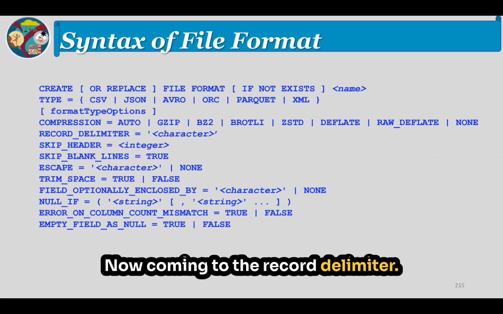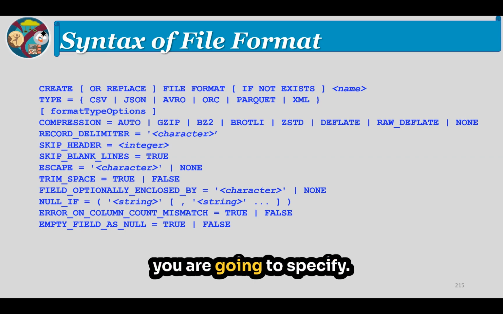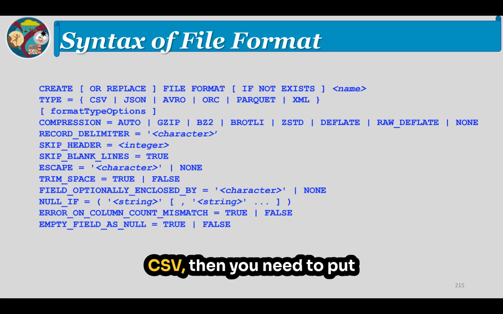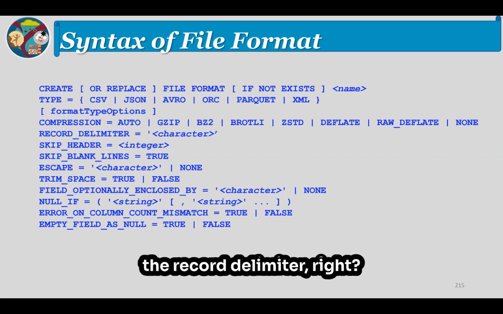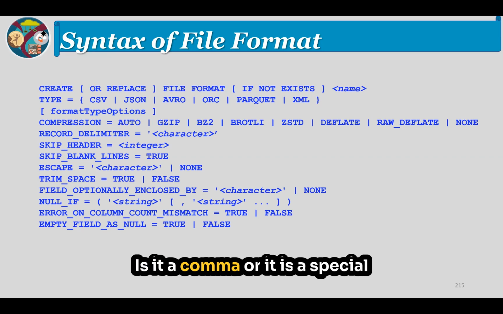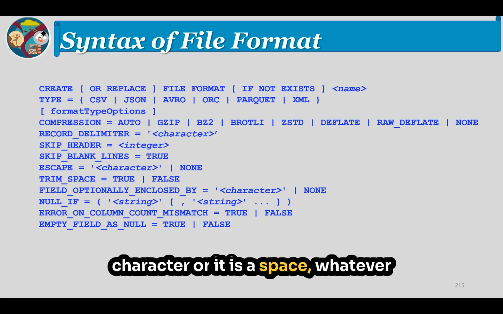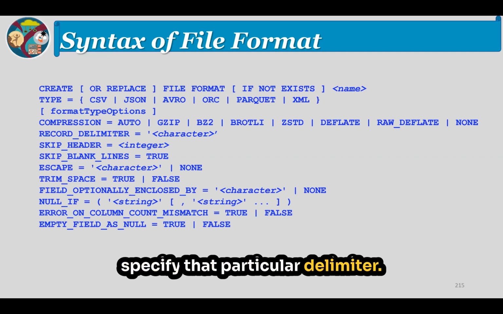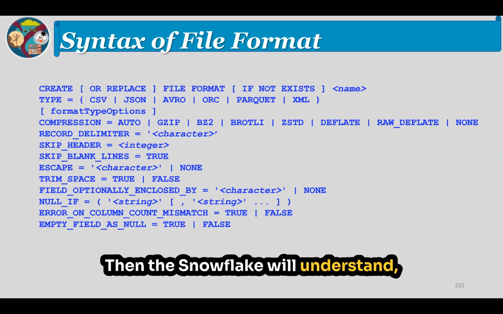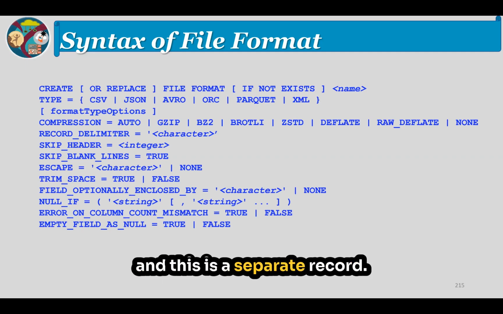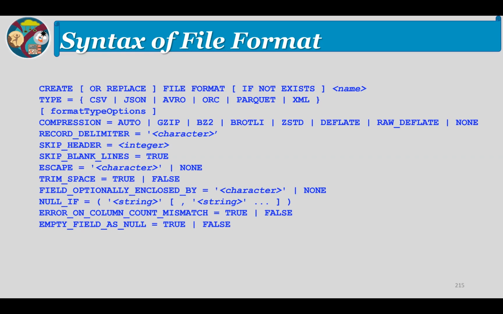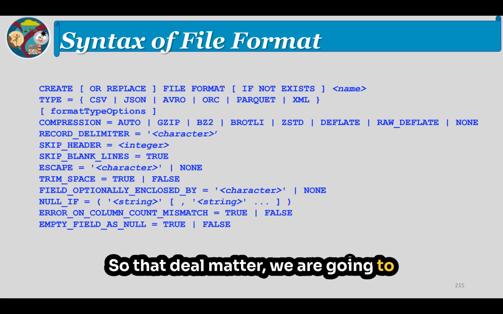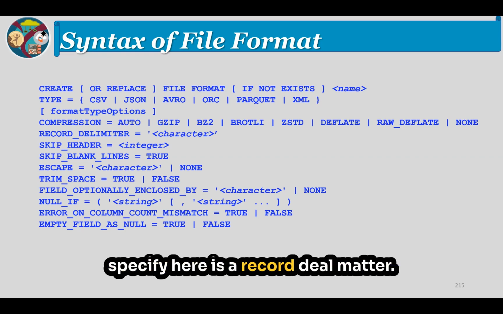Now coming to the record delimiter. If you are going to specify CSV, then you need to put the delimiter. Is it a comma, a special character, or a space, whatever it may be, you specify that particular delimiter. Then Snowflake will understand this is a separate record and this is a separate record. When we talk about CSV column-wise, we put some delimiter, and that delimiter we specify here.